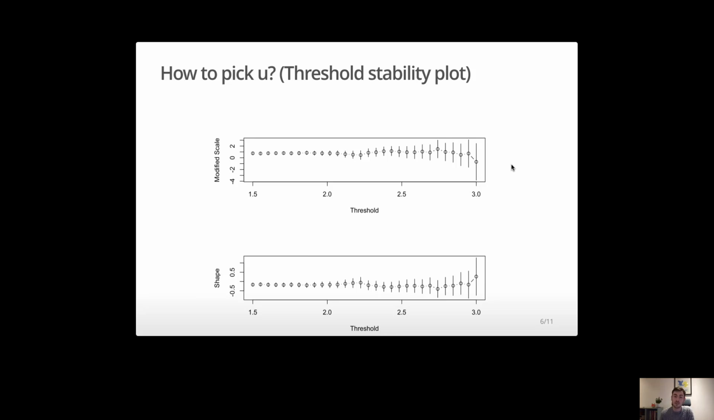And what we want to be able to do is draw a straight horizontal line back as far as we can, going through all of these confidence intervals. And we want to be able to do that for both the scale and the shape parameter. And what you can see from this plot probably is that that's not necessarily a straightforward thing to do. There's some subjectivity in how you interpret these plots.